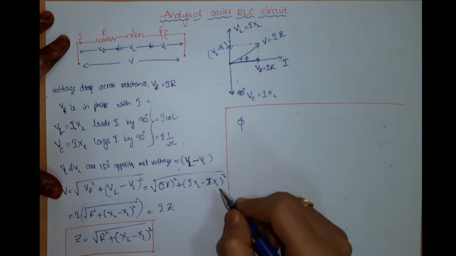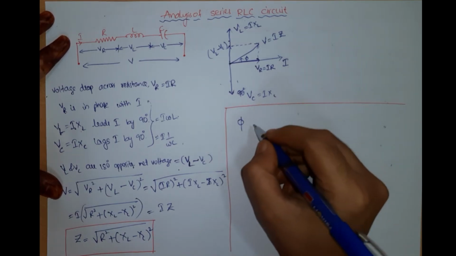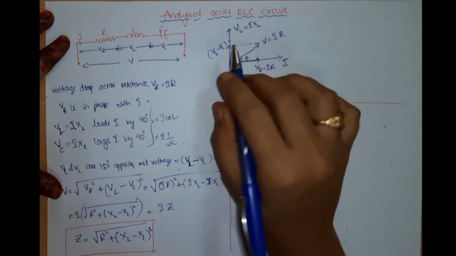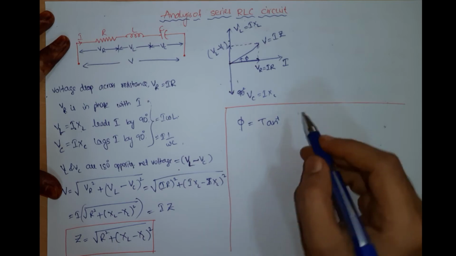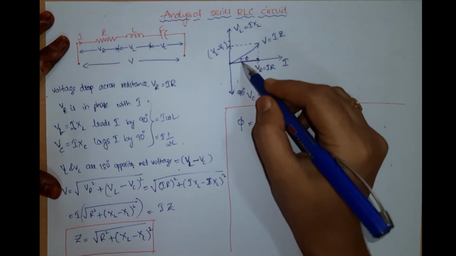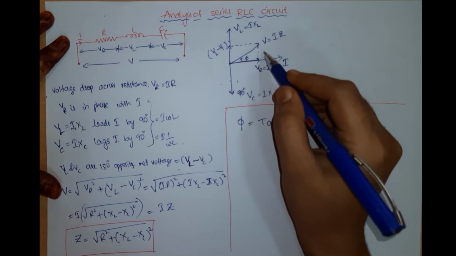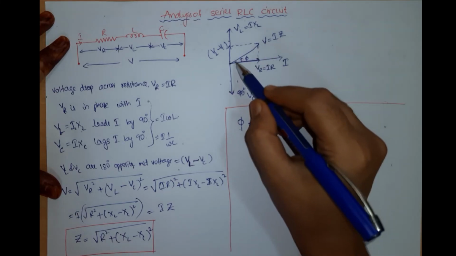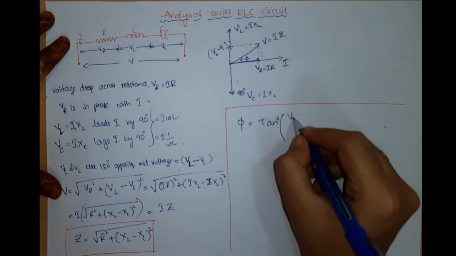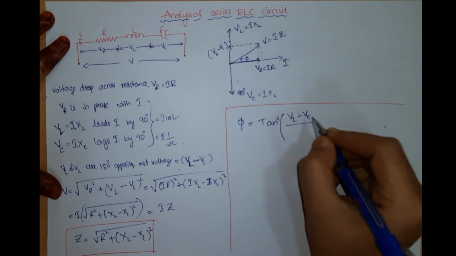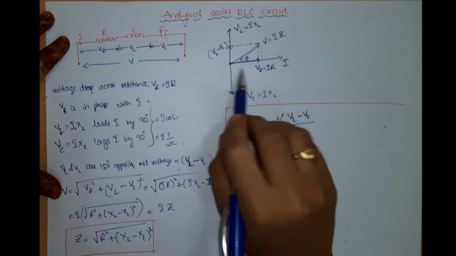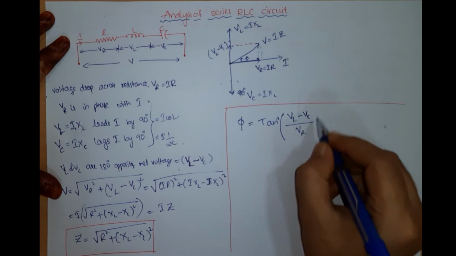Now phase angle phi. From this phasor diagram, phi is tan inverse of, this is my triangle now. To obtain phi, tan inverse means opposite side by adjacent side, right? So the opposite side will be what? This side. This side is VL minus VC. Now the adjacent side is what? VR, right? This is the adjacent side. That is VR.